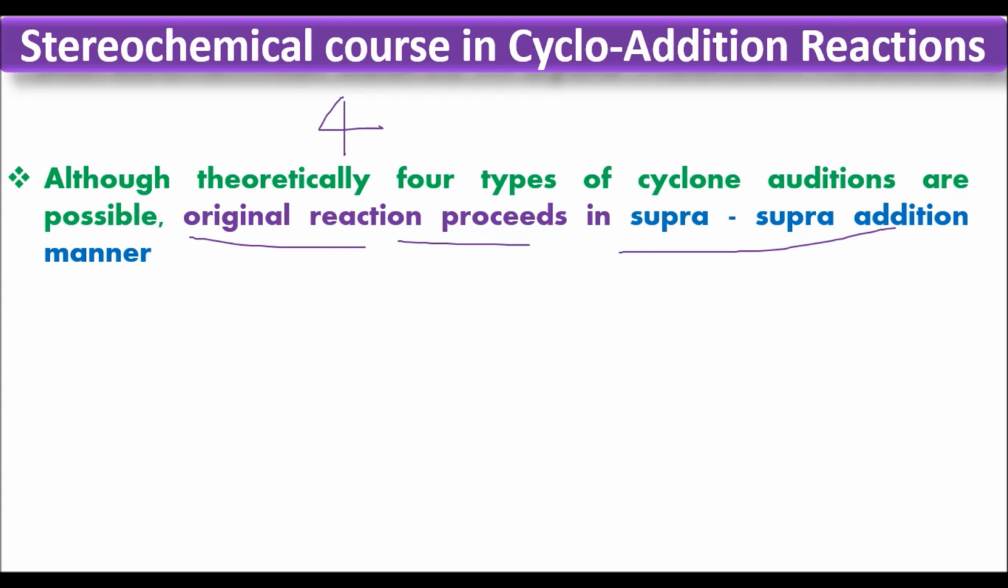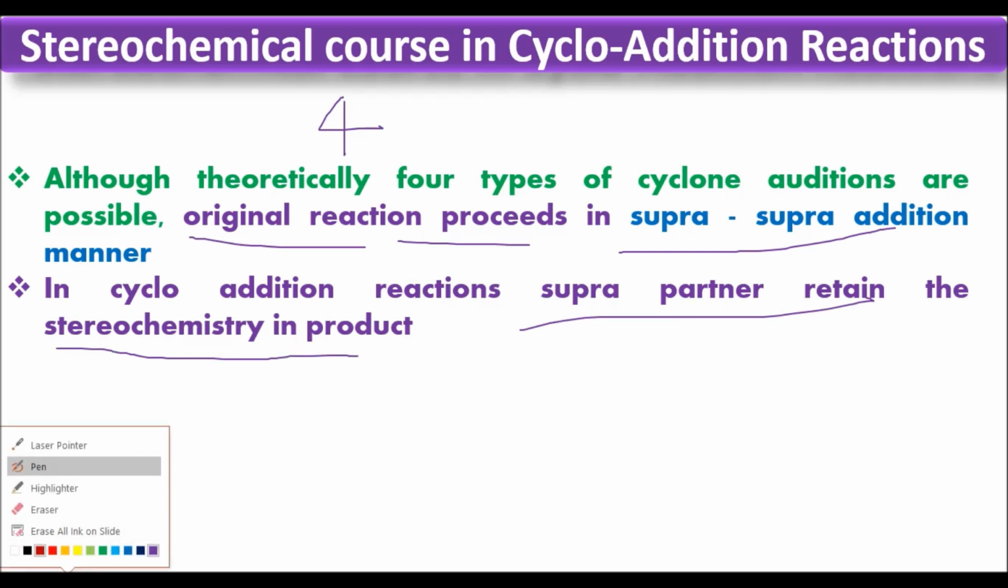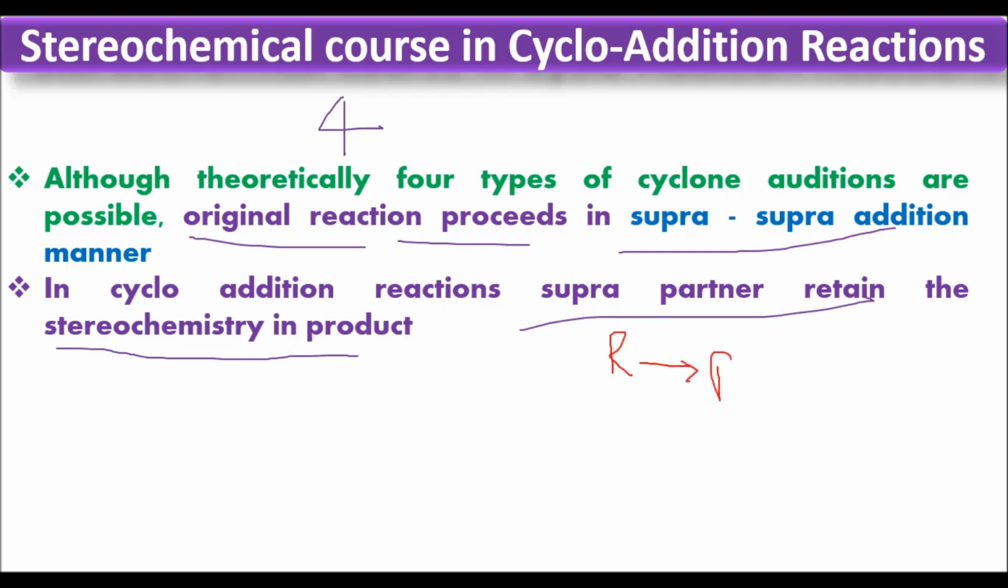In cycloaddition reaction, if supra pi partner is involved, then the stereochemistry of reactant is retained in the product. That means, you see, this is the reactant converted into product. In the reactant, the two groups are present cis to each other. In the product, they are also cis to each other. If the two groups are trans to each other, in the product also they are going to be trans.